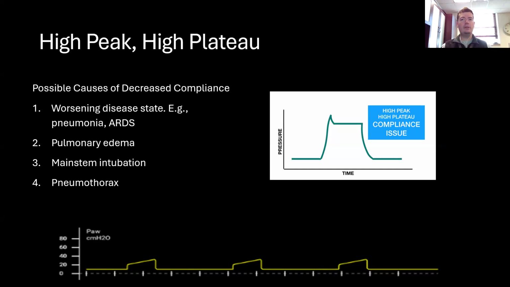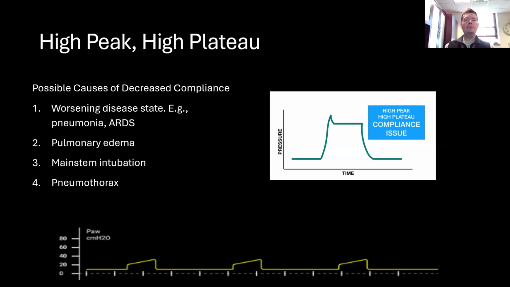You can use the rest of their clinical picture to help you figure out what is going on here. If they've been developing leukocytosis and fever and their chest x-ray is showing a new consolidation, perhaps it's pneumonia. If you've been giving lots of fluid resuscitation and now you're seeing peripheral edema, perhaps there's pulmonary edema as well.